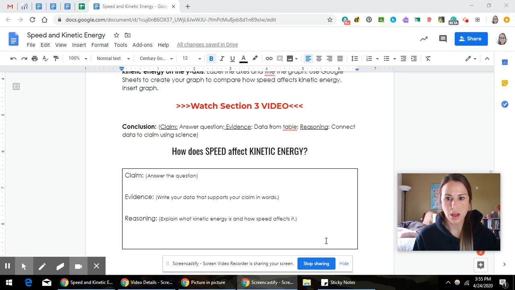We are working on the third and final section of our speed and kinetic energy lab. So at this point, you should have your graph created. You should have all your data calculated. And now what we're going to do is just write our scientific conclusion.